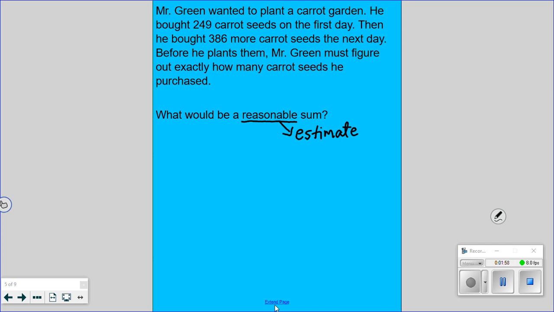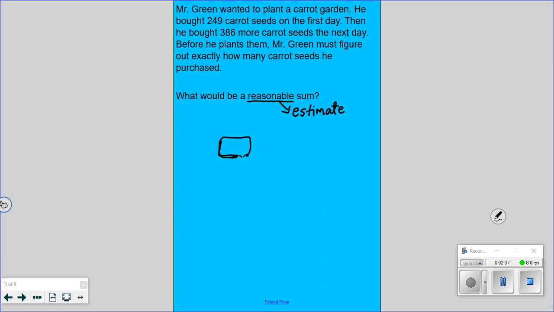On the first day, he bought some carrot seeds. All right, how many carrot seeds did he buy? He bought 249. I'm going to draw a box, and inside that box is going to be 249. Doesn't have to be a big box. He bought some more carrot seeds on the next day. So I'm going to draw another box right next to the first box, because this is like one day and then the next day.